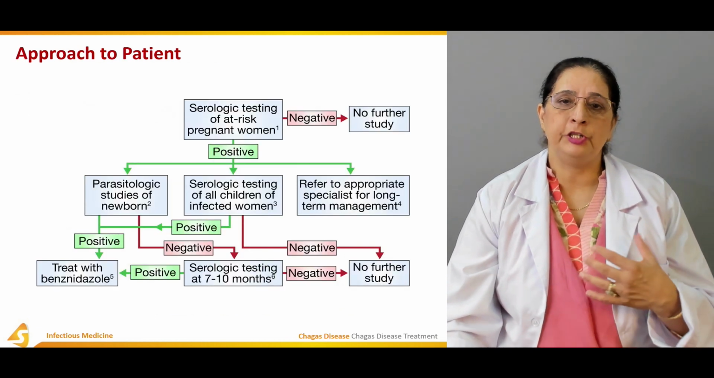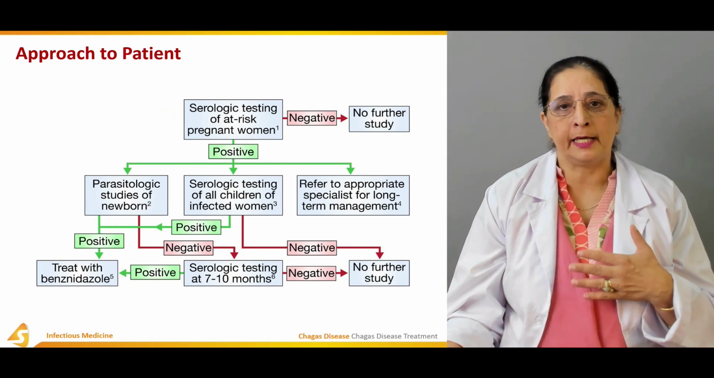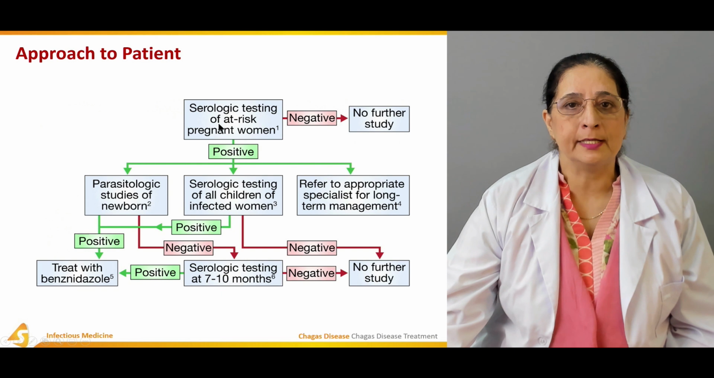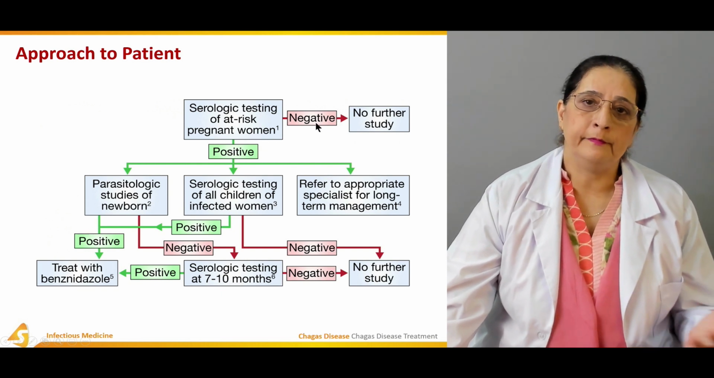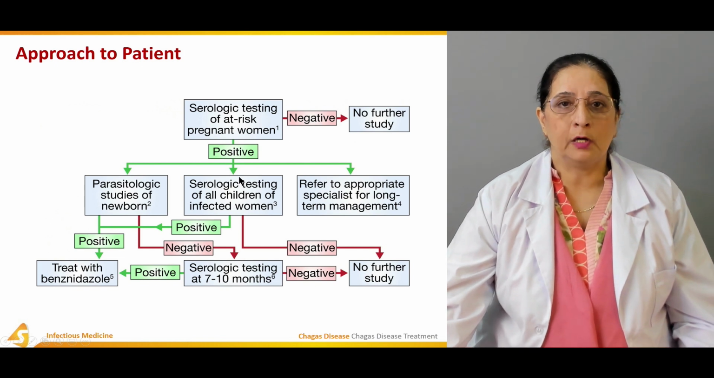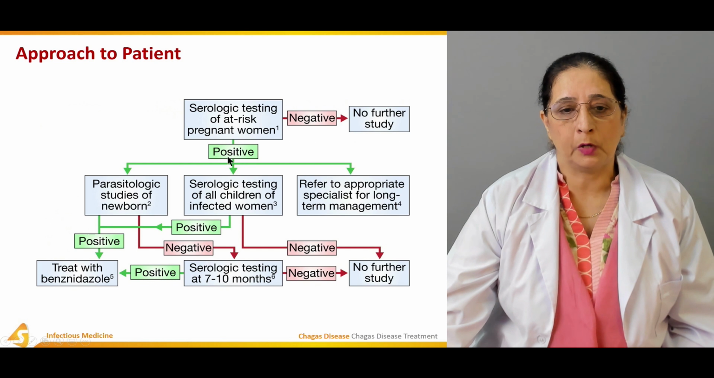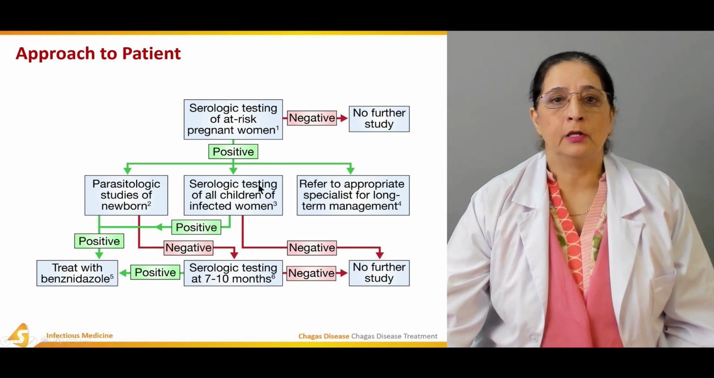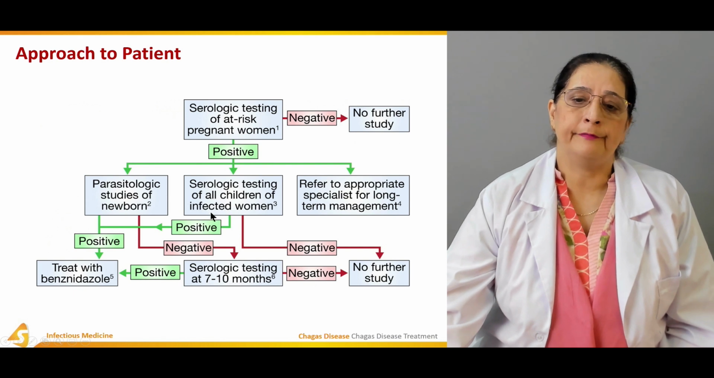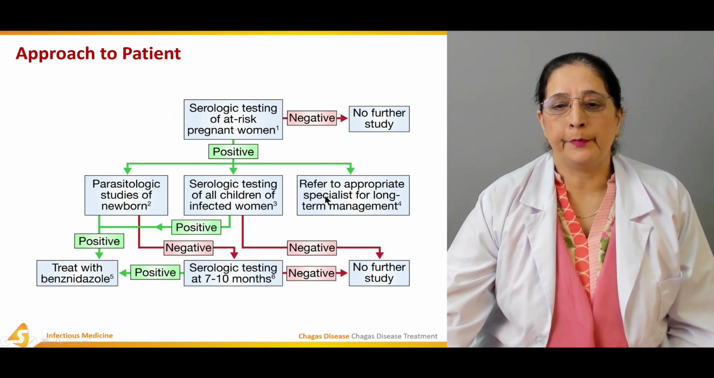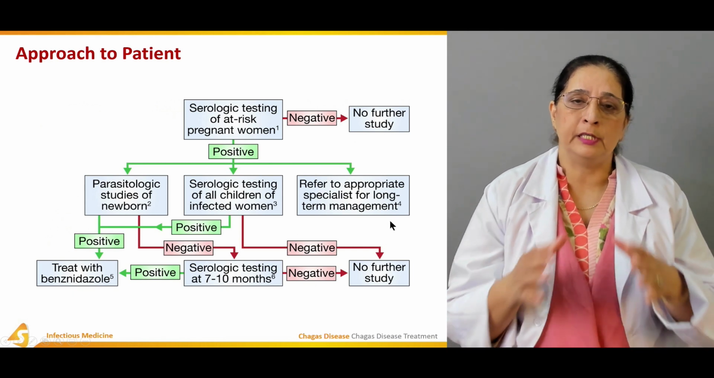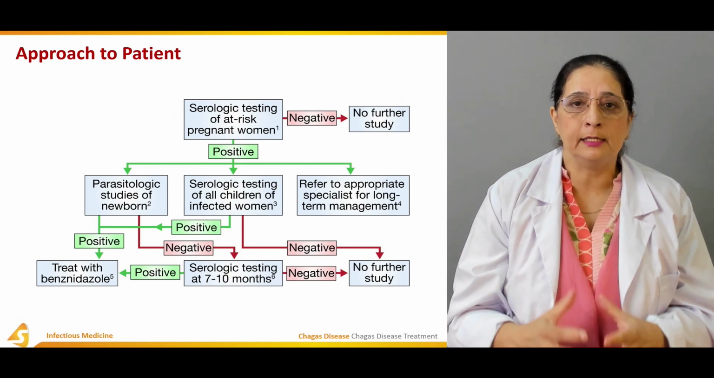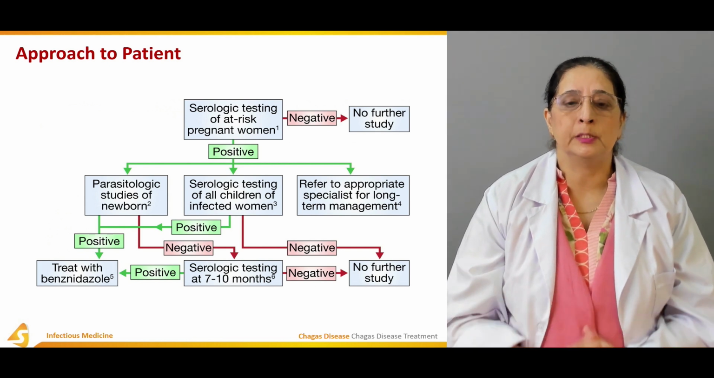Approach to the patient: how we should approach the patient depends on negative and positive results. For serologic testing of at-risk pregnant women, if it's negative, we don't need any further study. If it's positive, we should do parasitologic studies of the newborn, serologic testing of all the children of infected women, and refer to appropriate specialists for long-term management. So if the tests are positive in pregnant women, we should follow up the newborn babies and the children and refer them to the specialist.